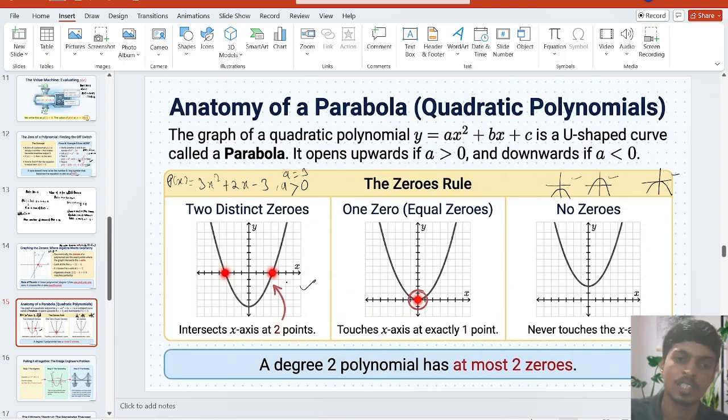It intersects the x-axis at 2 points, touches the x-axis at exactly 1 point, or never touches the x-axis. From these conditions, if a is greater than 0, it will satisfy one of them. And if a is less than 0, it also satisfies one of the given 3 conditions. So let's begin next.